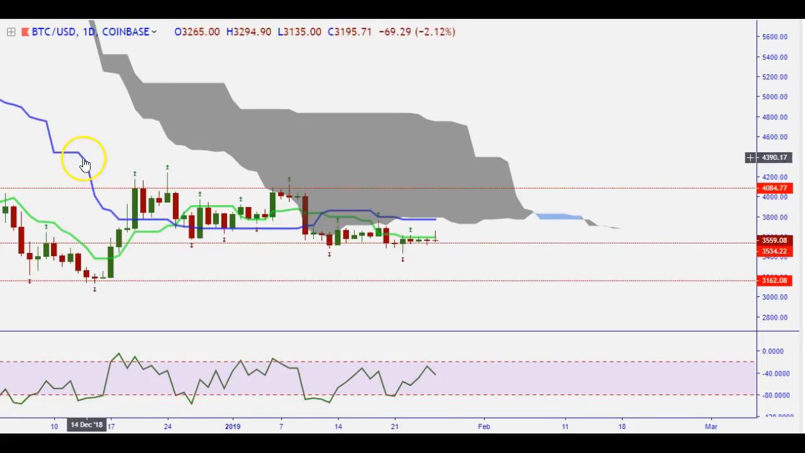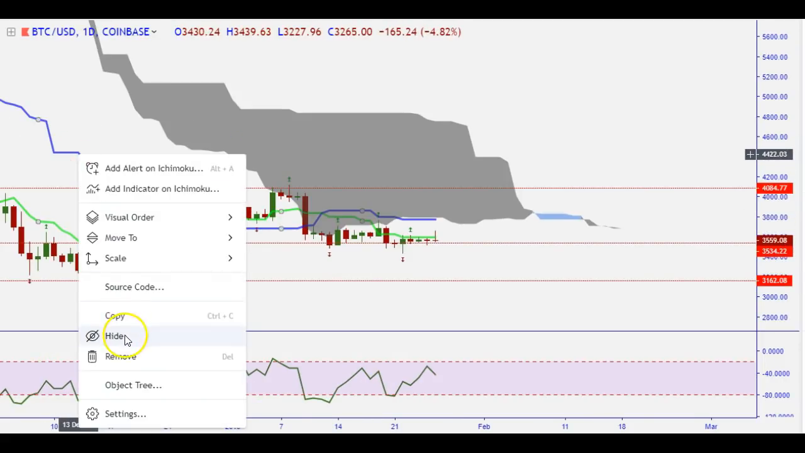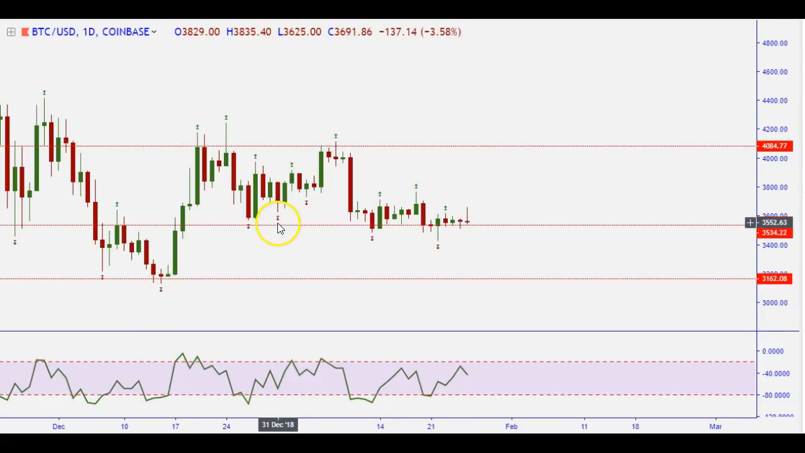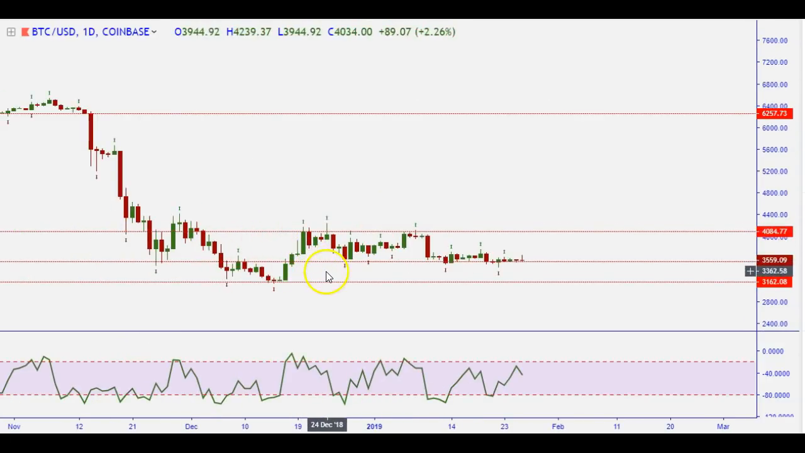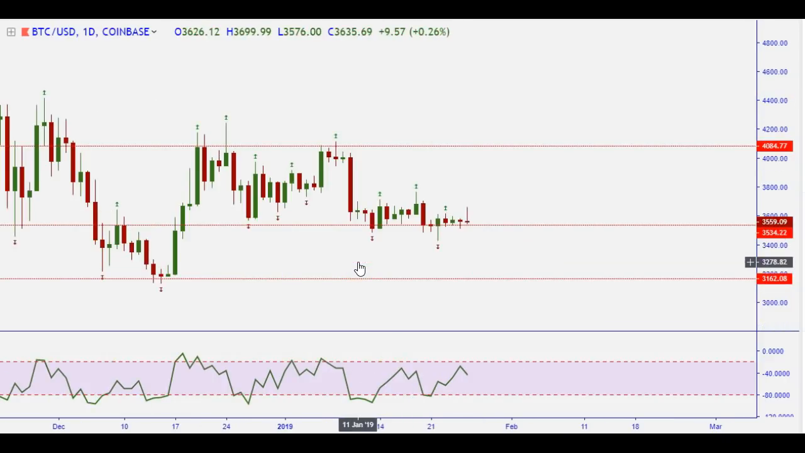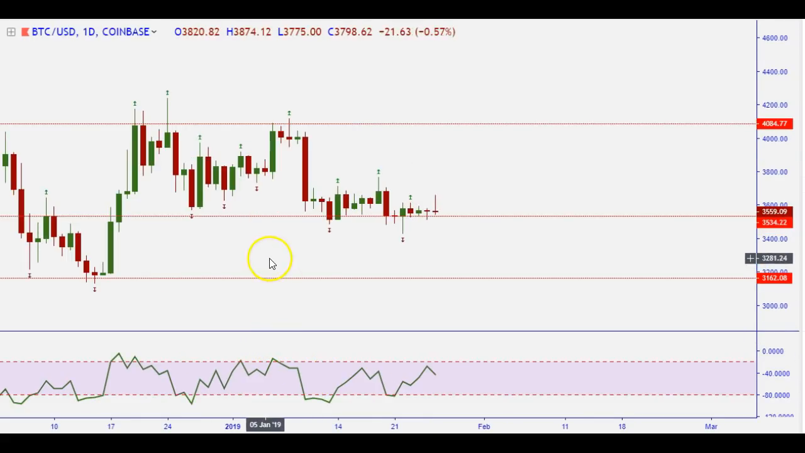So I'm going to take Ichimoku off the chart again. We're going to hide that, and we're going to just look at this level right here. As you can see, this is a major level where we want to probably have an opportunity to catch a trade. Now I'm using Williams percent R on the 5-period setting, and I'm going to show you what I'm looking at basically.